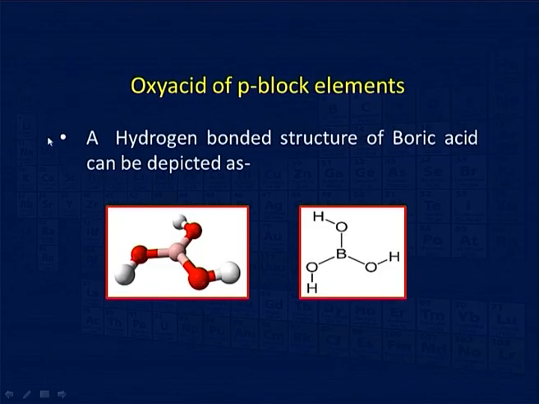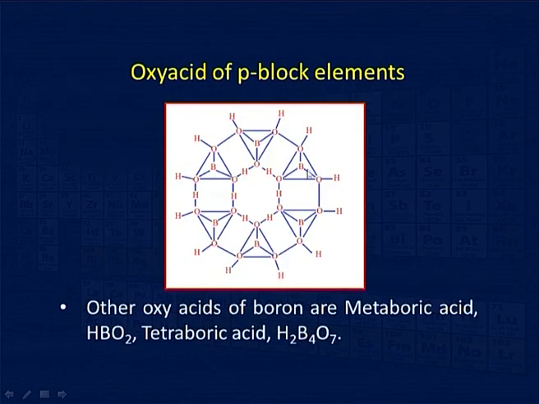It is used as an insecticide. It is a good flame retardant, and not only this, it is a neutron absorbent and used as an eye wash. This is the structure of boric acid. In the ball model, this is the representation for hydrogen, and this hydrogen is on the periphery. This is the representation for oxygen, and the central atom is boron. It is depicted here. This is the way the cyclic structure appears. The other oxyacids of boron are metaboric acid, HBO2, and tetraboric acid, H2B4O7.